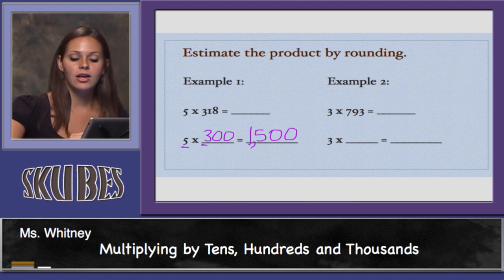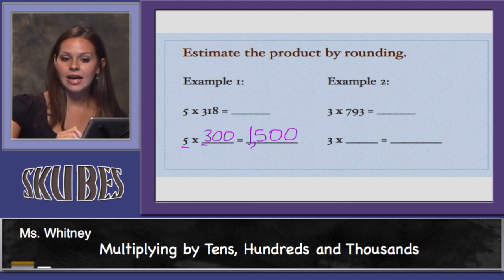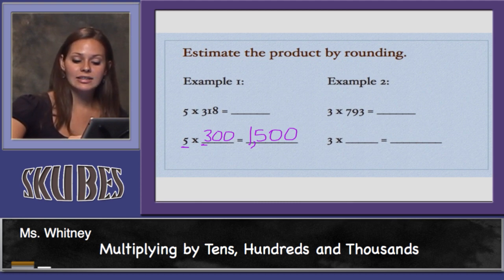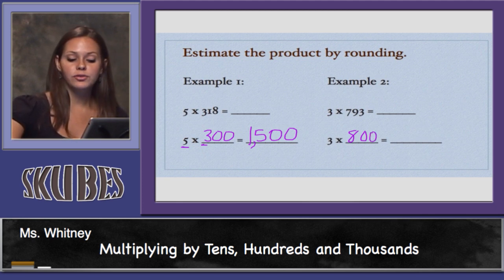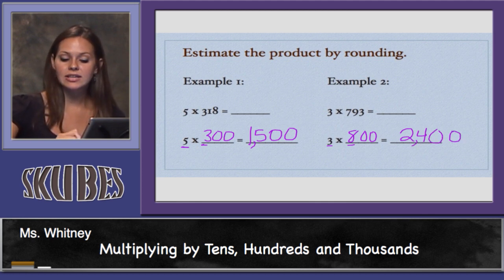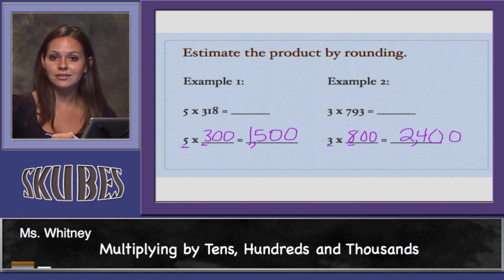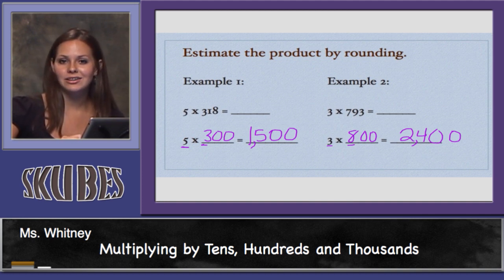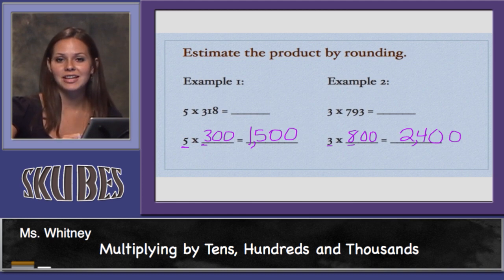Now let's estimate again. 3 times 793. 793 is close to 800. And now we can multiply. 3 times 8, my basic fact, is 24, and then I'll add my 2 zeros to my product. 3 times 800 is 2,400. So I know that 3 times 793 is close to this answer. And this concludes our lesson on multiplying by tens, hundreds, and thousands.